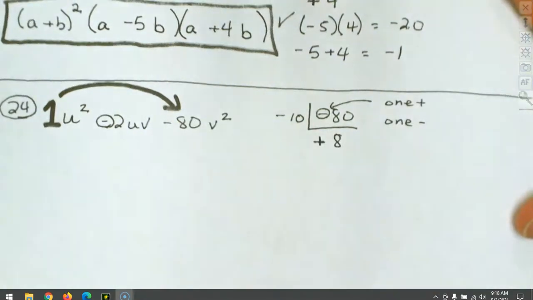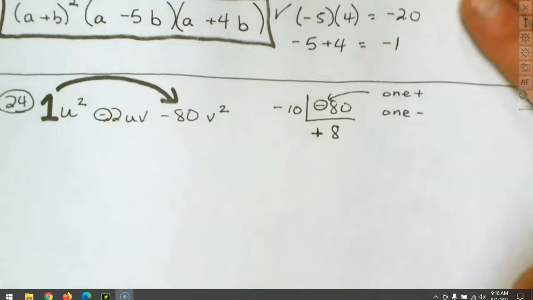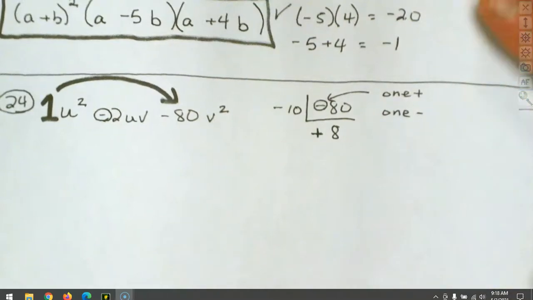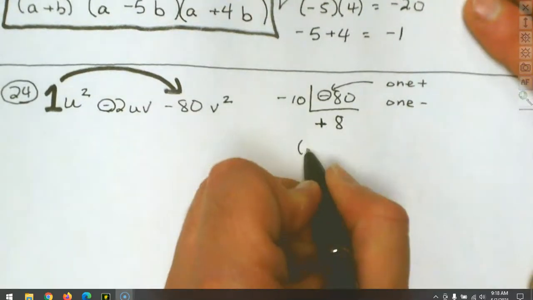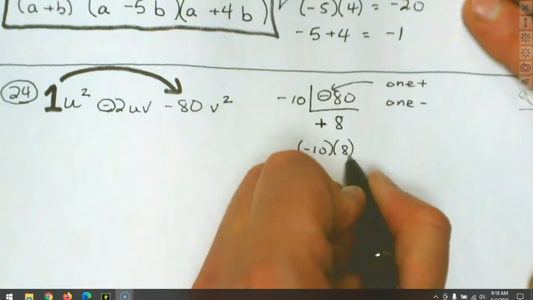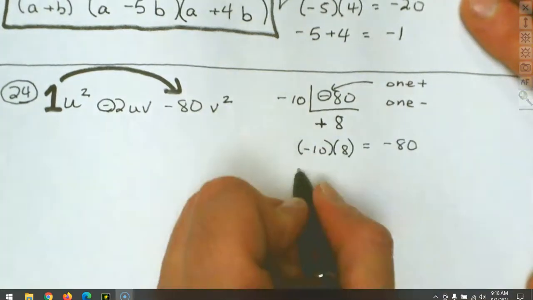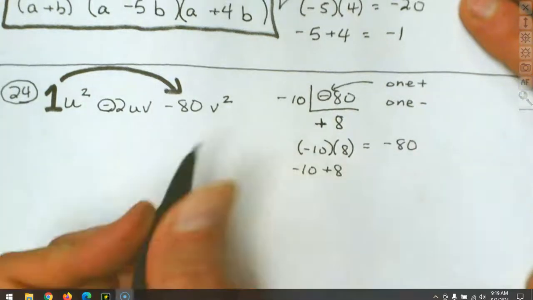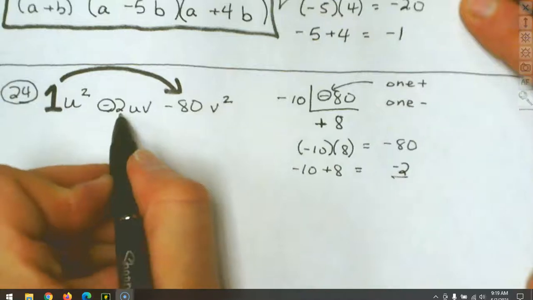So if it ends in a 0, you have to have either a 5 or a 10 in some combination. So 5, 10, 15, 20, 25, and so on. It has to have one of those in there. We tried a 10, and 10 happened to work. Because negative 10 times positive 8, what is that? Negative 80. Negative 10 plus 8, what is that? Negative 2, which matches the middle. Okay, that's what we wanted.